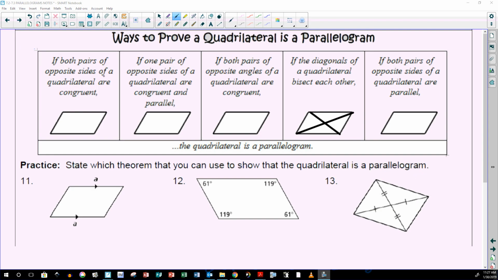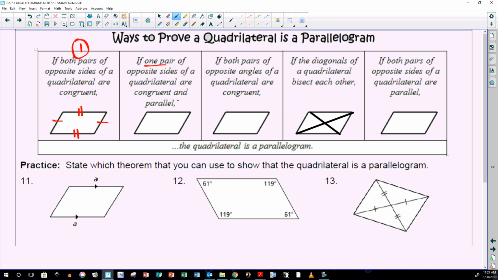Both pairs of opposite sides are congruent. So that means this and this have to have the same tick mark, and these have to have the same tick mark. Okay, I'm going to call this number 1.